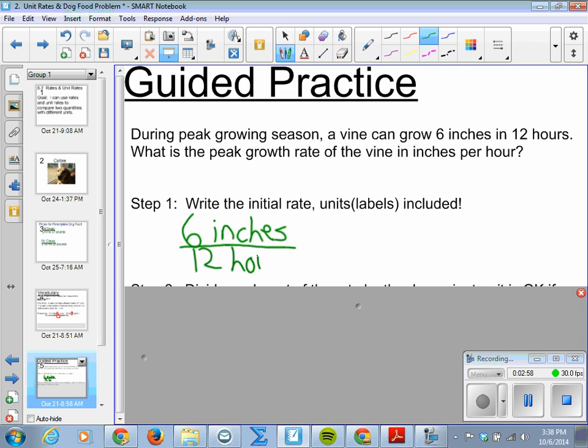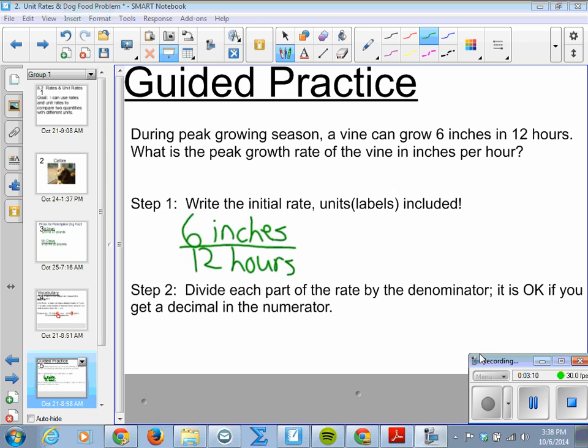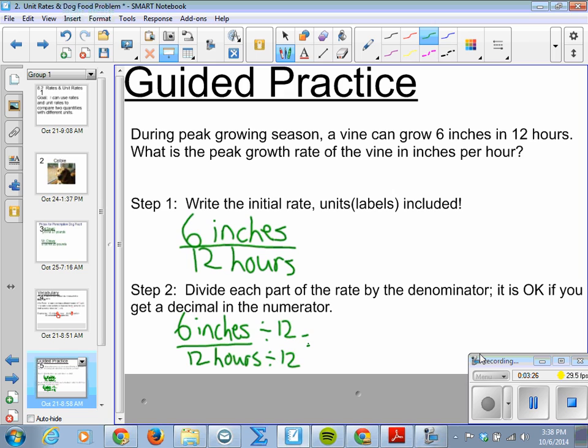Again, notice the labels. Now we'll divide each part of the rate by the denominator. And unlike fractions, it is okay if we have a decimal in our numerator. So I'm going to rewrite this again, 6 inches in 12 hours, and we're going to divide each part by that 12. What that does is get our denominator down to 1. So 1 hour in our denominator, 6 divided by 12 equals 5/10 or 1/2. So our unit rate for this problem is a 1/2 inch per hour.